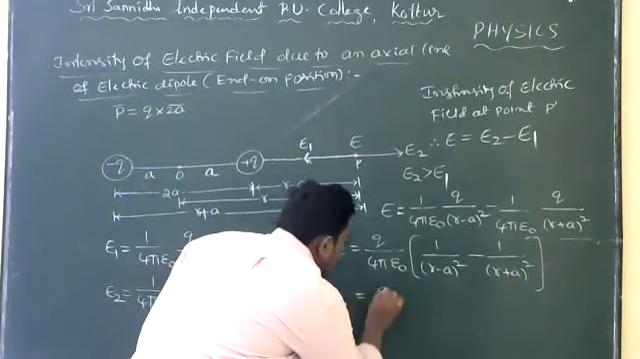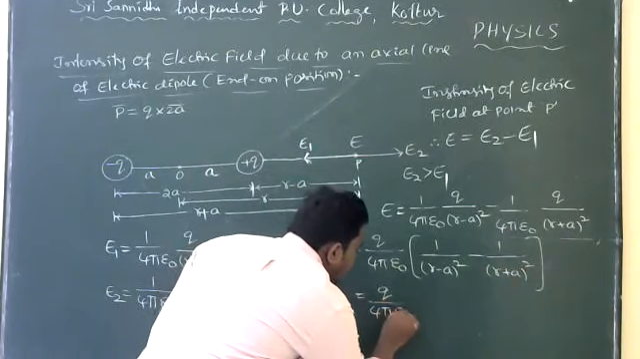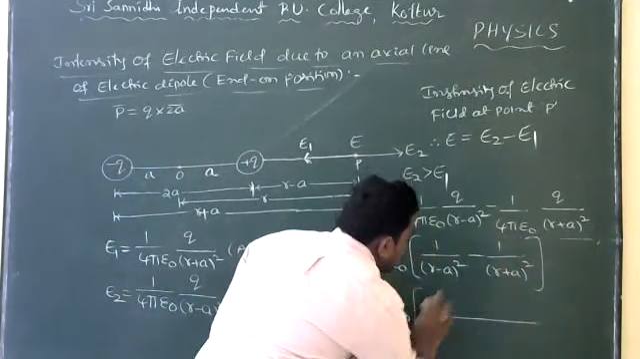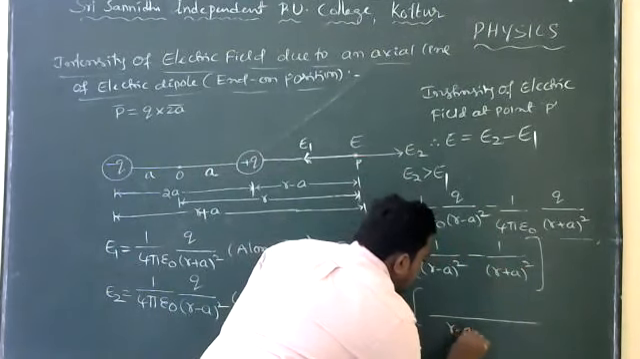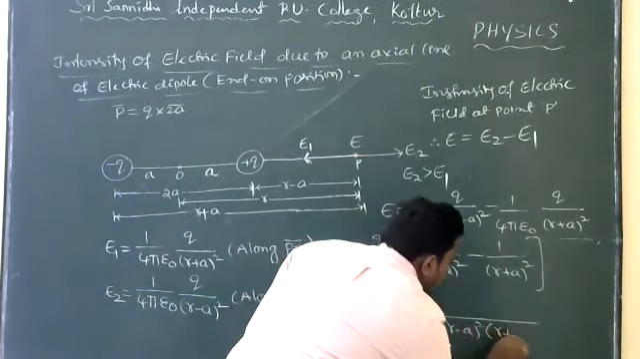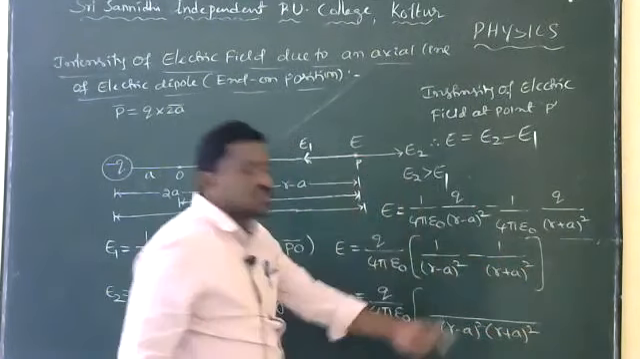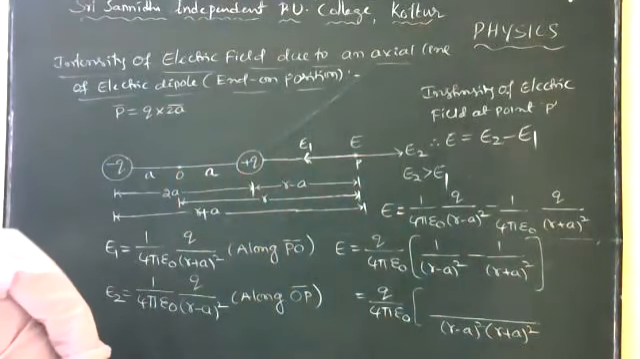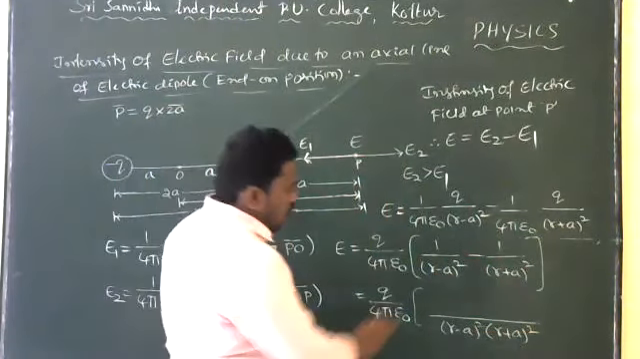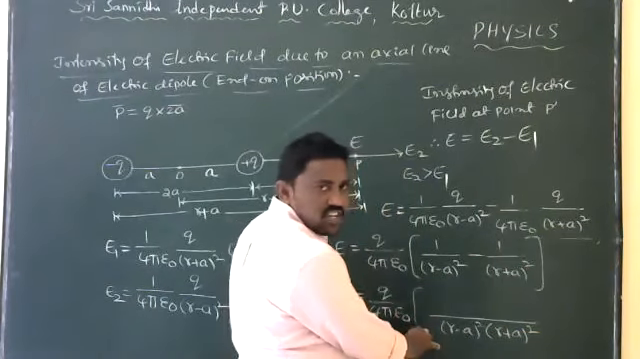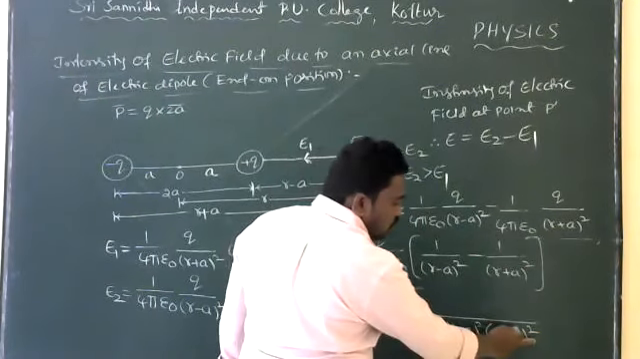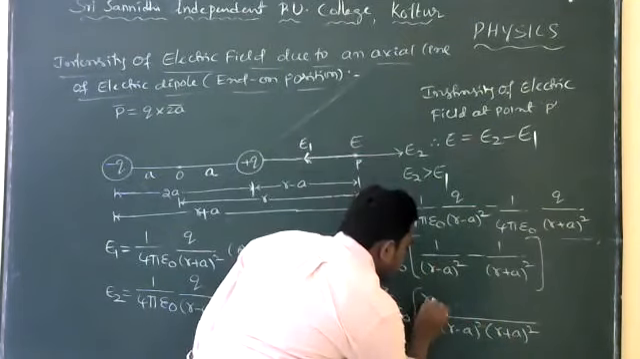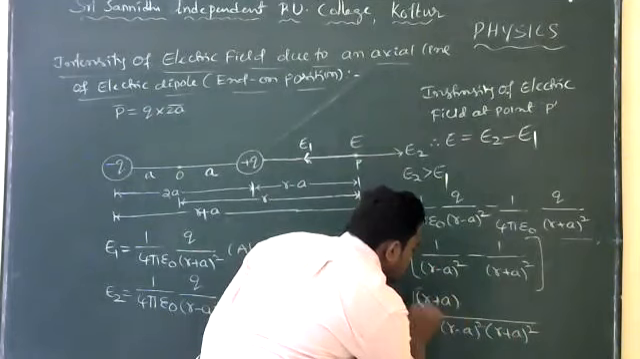is equal to Q by 4 pi epsilon naught into, what is the LCM? The LCM is R minus A whole square into R plus A whole square. Now R minus A whole square is cancelled in the first term, so the remaining is R plus A whole square into 1, R plus A whole square.